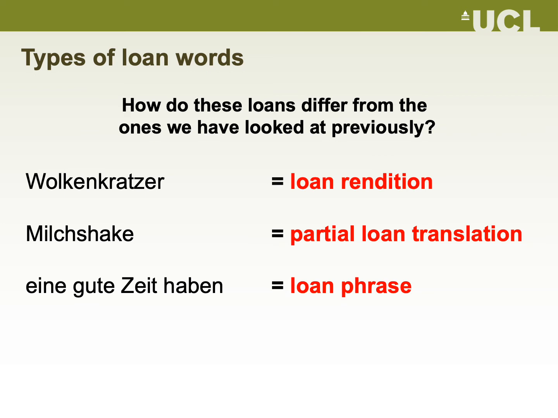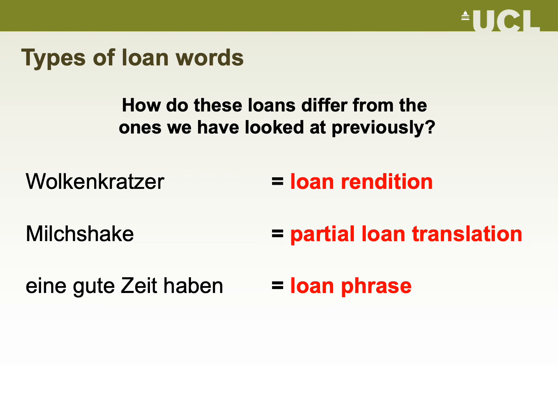Wolkenkratzer is a loan rendition. The word is translated from the English skyscraper, and that gives us Wolkenkratzer. But if we translate it back into English, we can see that it actually means cloud scraper. And that's why we call it a loan rendition, because it's not a straightforward translation.